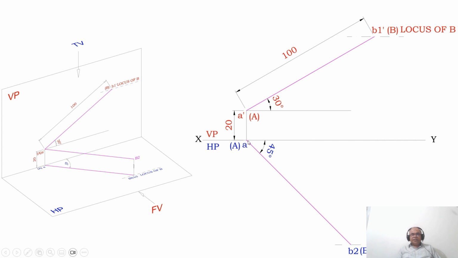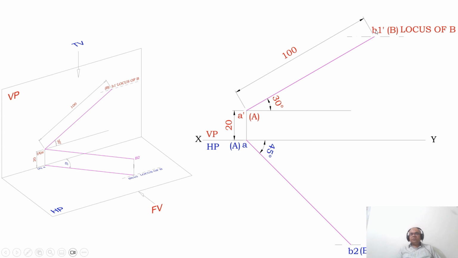The point A is above HP by 20 mm, so you are going to get A dash. The point A is on VP. If it is in front of VP, it will come below the XY line. Since it is in VP, it will be on the XY line in the top view. So we have the point a dash and capital A. From this point, you measure an angle of 30 degrees and draw an inclined line of 100 mm long, so that you are going to get the point B.